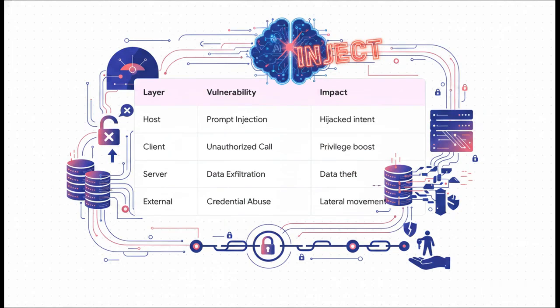To really grasp this danger, we've got to recognize that every single hop in our data flow introduces a distinct, localized attack surface. Up at the AI host layer, we're dealing with prompt injection, right? Hijacking the agent's core intent. Down at the client layer, the risk is unauthorized invocation, leading straight to privilege escalation. Moving over to the server, the major nightmare is data exfiltration, the silent theft of your sensitive data. And finally, at the external services layer, attackers are gunning for credential abuse to achieve lateral movement across the network. Every single layer needs highly specific interventions.